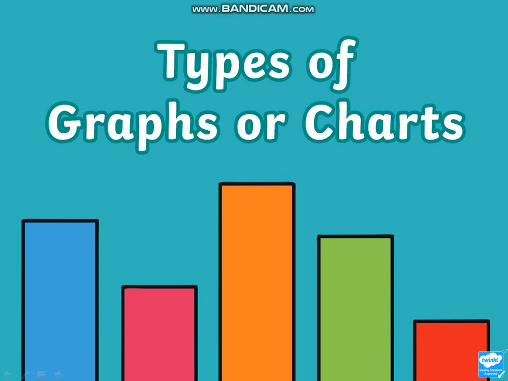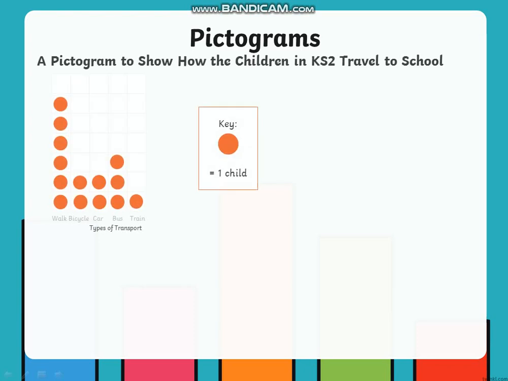We have lots of types of graphs and charts. The first one we're going to learn about today is called a pictogram. From its word, pictogram, what do you think the name means? It's going to use what? Let's see. Pictogram, first thing as we said, it uses pictures to show our information. That's why it's called pictogram.